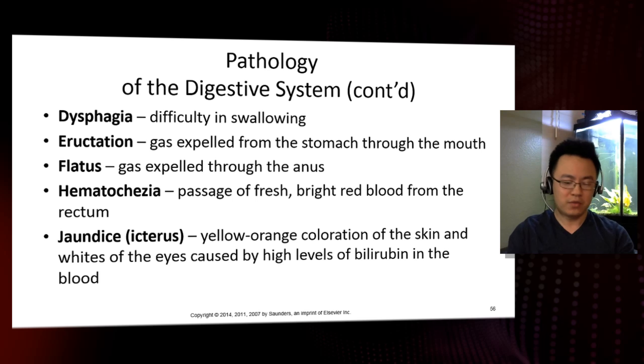Other ones here. If an individual has difficulty swallowing their food, that would be known as dysphagia. Sometimes it could be painful. Eructation here is when gas is expelled from the stomach through the mouth. Kind of like burping. It is burping. Now here's another one. I hope that you are flattered with this word. It's known as flatus, is when a gas is expelled not through your mouth but through the other side, through your anus. That is known as flatus. So don't get flattered by that. It's flatus. Now hematochezia is passage of fresh, bright red blood from the rectum.